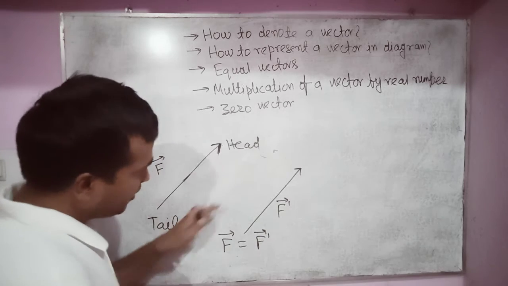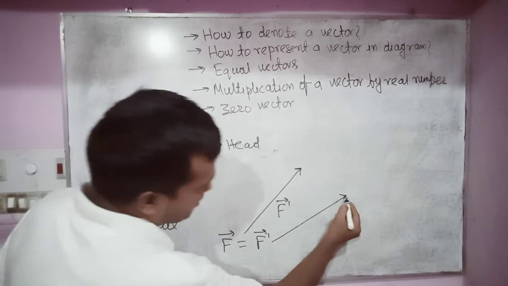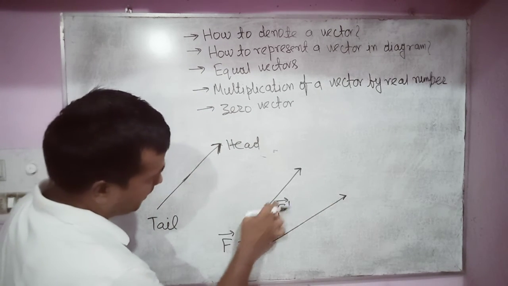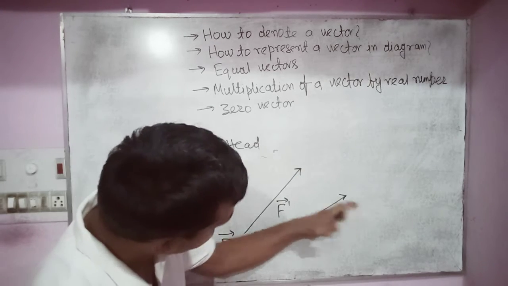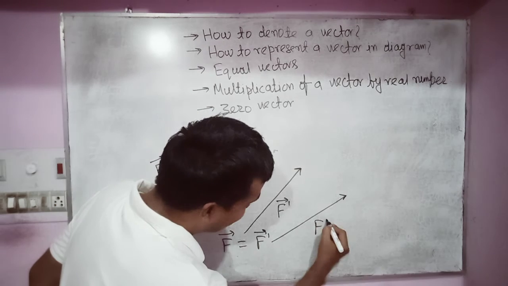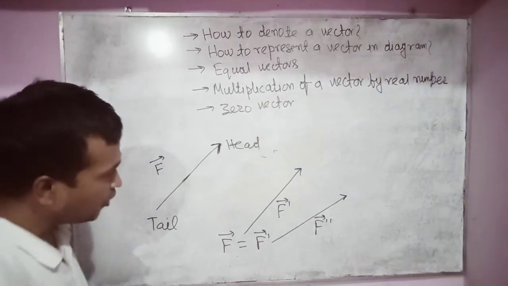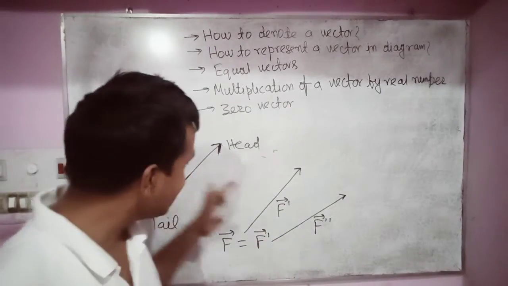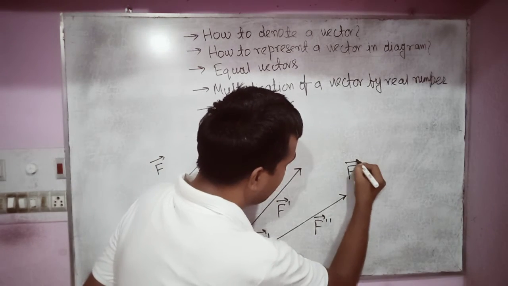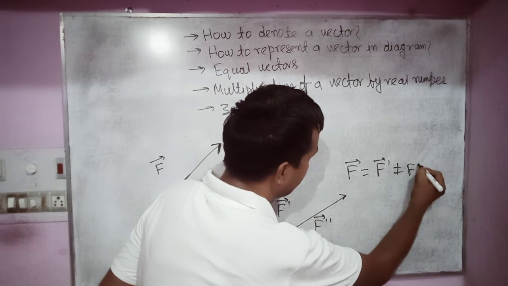See, now if we draw a vector such that the length of this arrow is equal to the length of these two arrows, but its direction is different because it is not parallel to these two vectors. Let this vector be f double dash. Then this vector is not equal to these two vectors because although it has the same magnitude as these two vectors, its direction is different. So we can say that f is equal to f dash, not equal to f double dash.